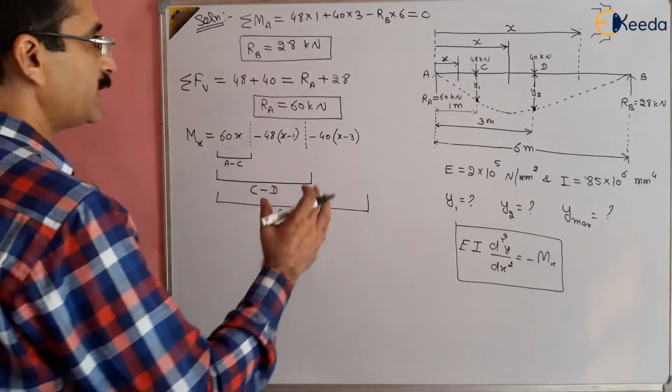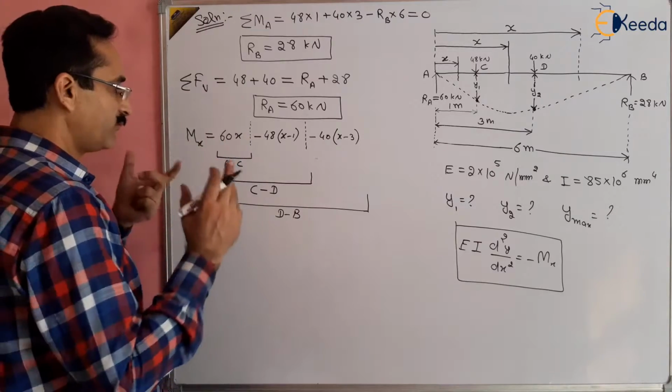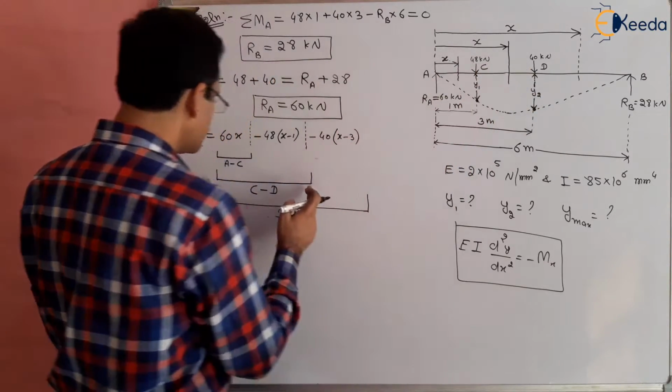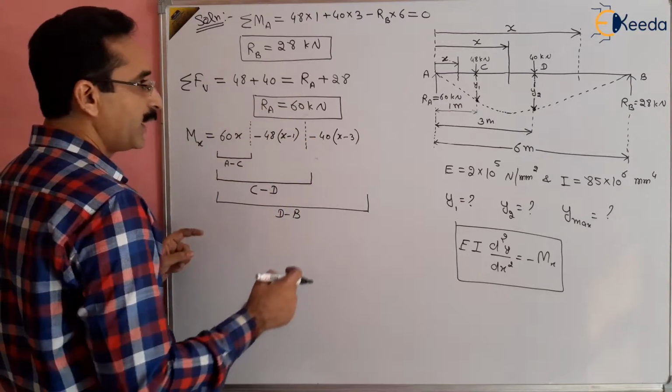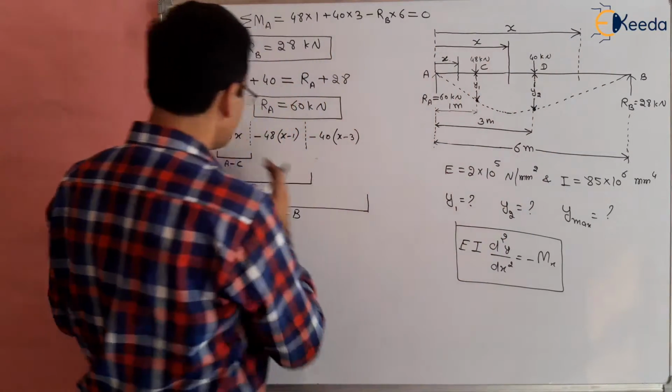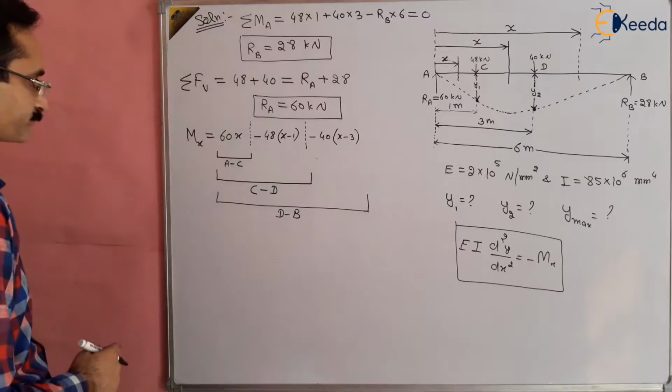So when we are between A to C, we will use this part only. When we are between C to D, we will use both parts up to the second dotted line. And when we are between D to B, then we will use the whole bending moment, right? So this is the concept.